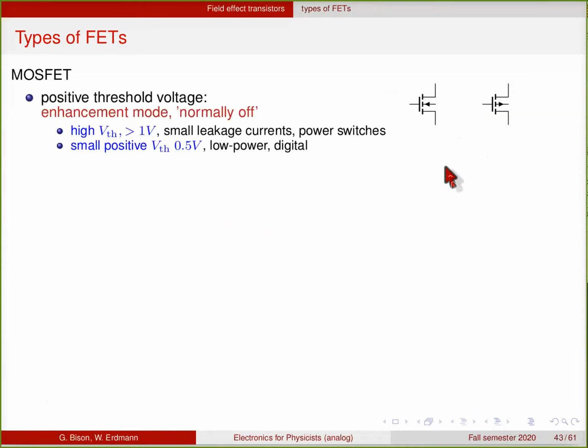Okay. Unfortunately, there are several types of field effect transistors. So far we only talked about this type here, which is called enhancement mode or normally off. They have positive threshold voltages. The symbol is this one here, where you have the channel shown with these little breaks, which is trying to indicate that there's no channel when the gate voltage is zero.